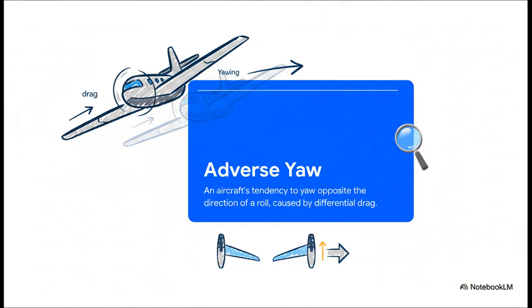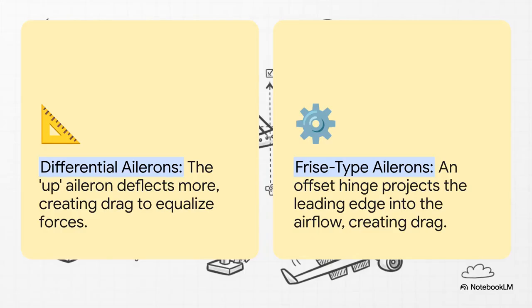Okay, so here's the culprit. Remember how we said the aileron that goes down creates more lift to raise the wing? Well, lift has a pesky sidekick called drag. It's an unavoidable side effect. So the wing that's rising up is also creating more drag, which actually slows that wing down a little bit. And if one wing slows down, the nose gets pulled in that direction, opposite of where you want to turn. That is adverse yaw.